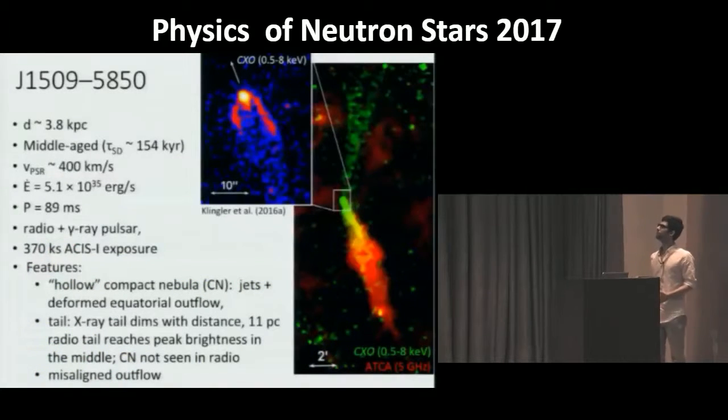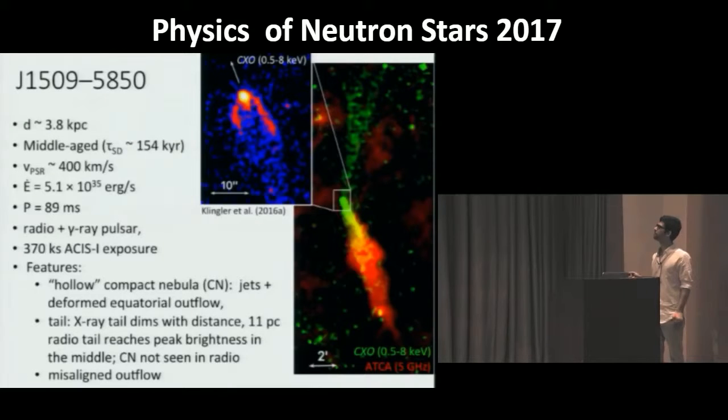The first object here is J1509. It's about 3.8 kiloparsecs away from its dispersion measure. It's middle-aged and we estimate its velocity to be on the order of 400 kilometers per second. It's seen in radio and gamma rays, and this long 370 ks ACIS exposure reveals its highly collimated X-ray tail, but it also reveals this long structure ahead of the pulsar's direction of motion. It kind of looks like a headlight. It's one of the examples of a misaligned outflow.